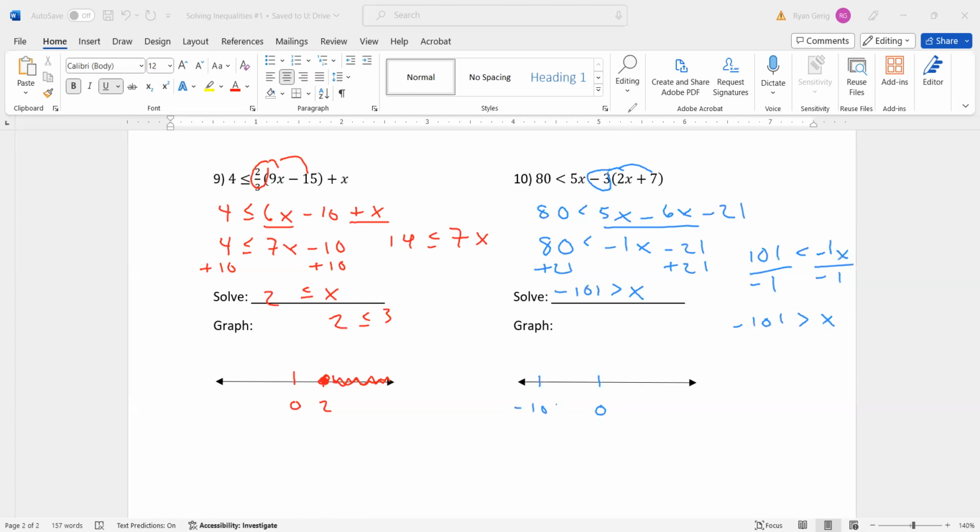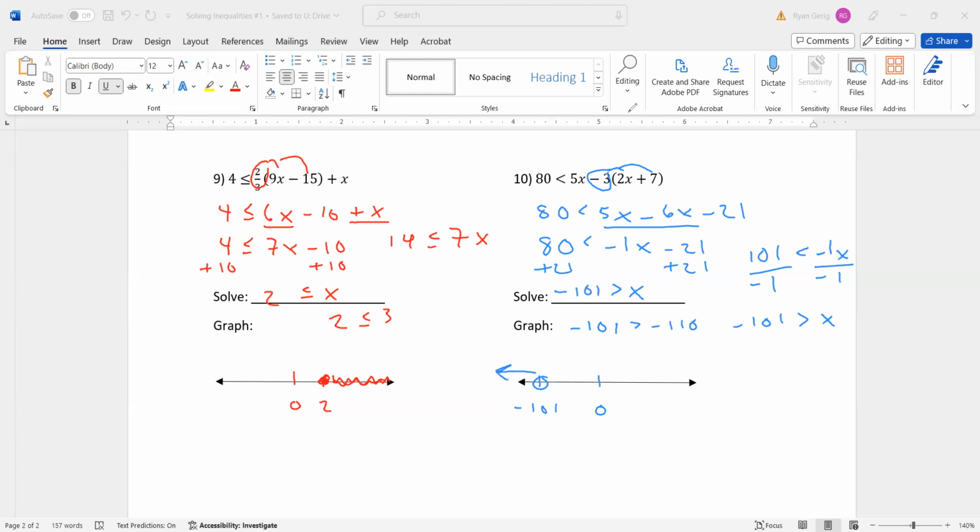-101 is way over here. Open circle. And what's a number that would work for that? -101 is bigger than, oops, it's bigger than -110. So I'm going to shade that way.